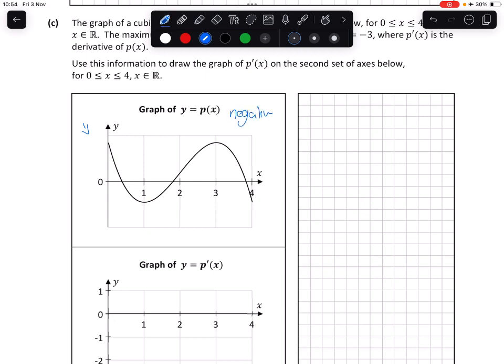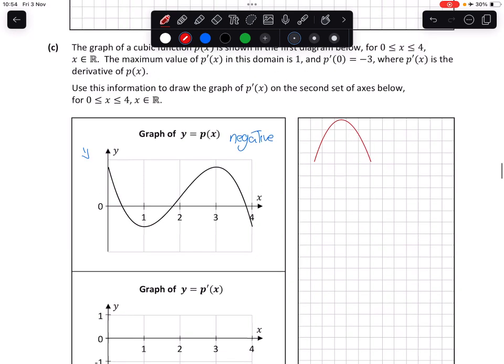What happens when we differentiate a negative cubic? Because this is equal to p, if we find p prime, we're going to be given a quadratic. And more importantly, we're going to be given a negative quadratic function. So first of all, if we're drawing p prime on the bottom graph, we know that it has to take this form.